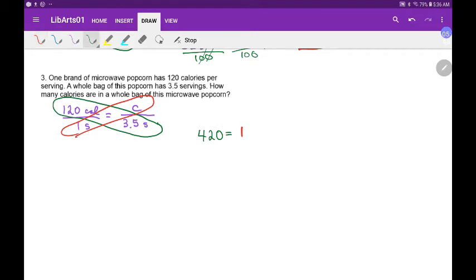I'm tempted to put the units in there. This is calories times serving is equal to calories times serving. It's just 1 calories per serving. Is that really what I want? I don't think so. I'll just leave it like that. You can see that it's going to be 1 serving is equal to 420 calories.